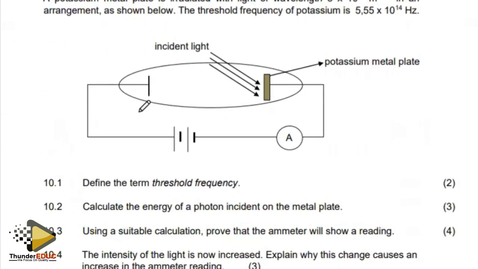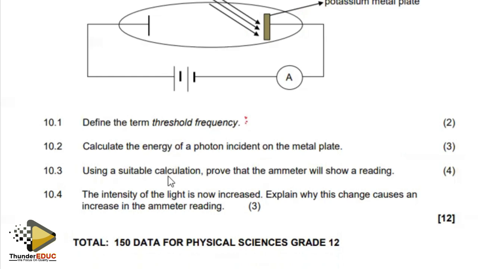They're telling us a potassium metal plate is irradiated with light of this much wavelength. Okay. In an arrangement as shown below, the threshold frequency of this is this much, and then define threshold frequency. So we say this is the minimum frequency of light needed to eject electrons from a metal surface. So the words minimum frequency and then eject electrons from a metal surface, those are keywords. Then 10.2, calculate the energy of a photon incident on the metal plate.